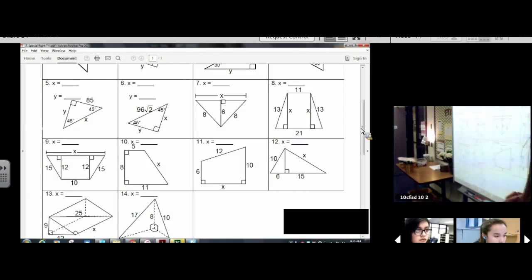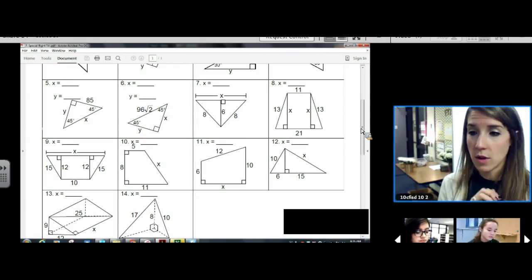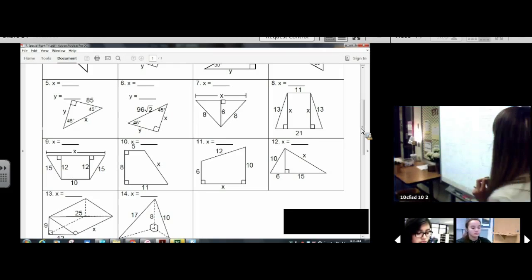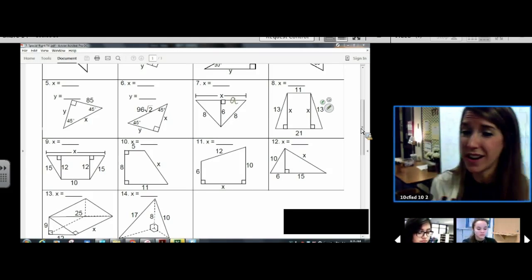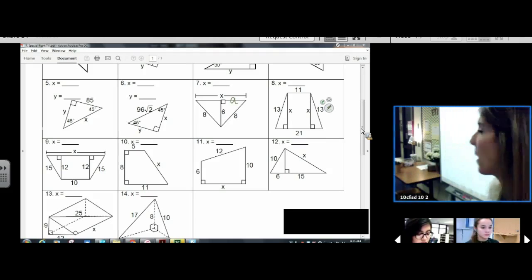All right, number 7 is not special. So when the triangle's not special, when we don't know its angles, we always resort to Pythagorean theorem. That is where we go directly to Pythagorean theorem. I'm going to call this side A because we're going to find A first. We're not going to find X first. If we call that missing side X, then we'll think when we're done we have the final answer. We'll forget to multiply by 2.